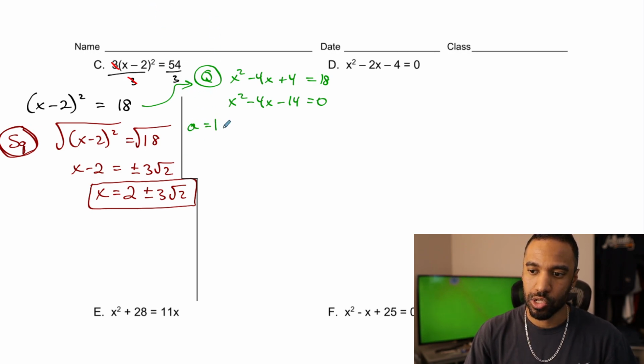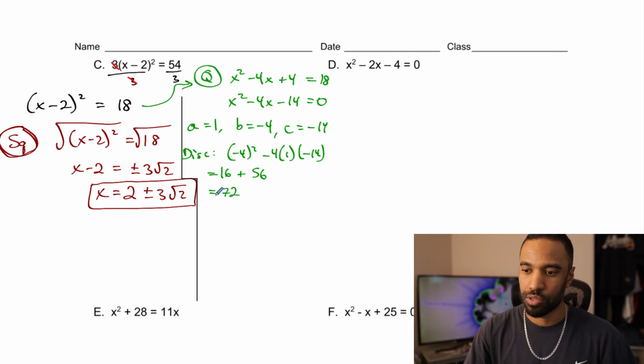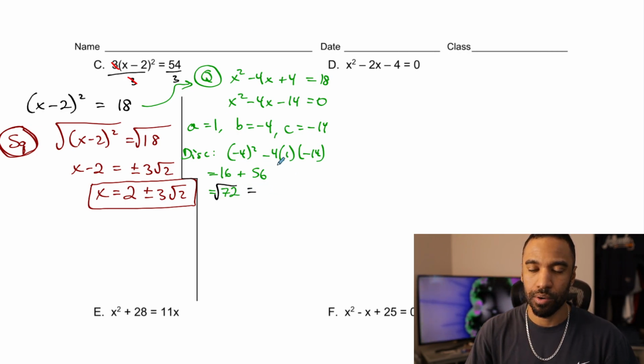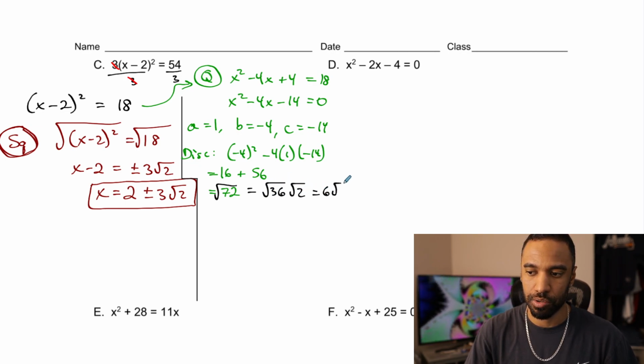All right, guys, A is 1, B is -4, C is -14. My discriminant here is B squared minus 4AC, which is 16 plus 56, which is 72. Now, when I take the square root of 72, once again, that's root 36 times root 2. We've seen that. That's 6 root 2.